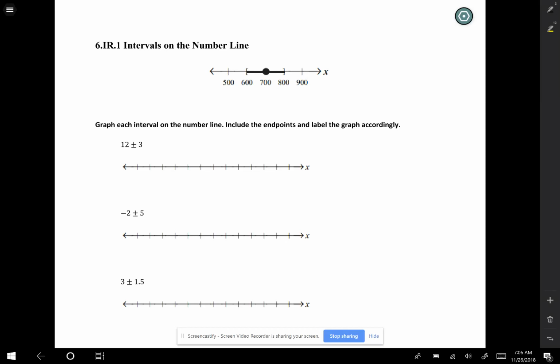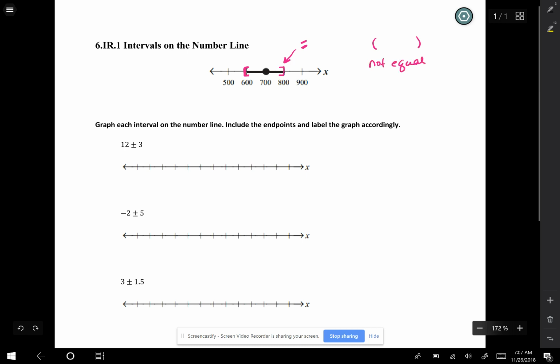In this quick video, we're going to look at how we graph intervals on a number line. If you'll look at the first example here at the top, this is showing us that we are looking at the numbers from 600 to 800. And if you'll notice, it has these closed brackets. Those brackets signify equal to. If it's not equal to, we do parentheses.